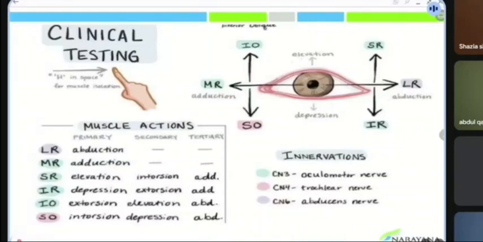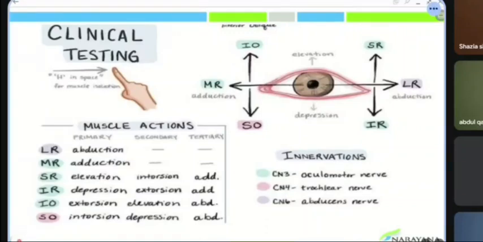So you also knew that elevation means up, depression means down, and adducting means it is going towards the medial side or going inward. Abducting means it is outward or going towards your temporal side. So these are the basic actions that you'll be seeing. All the recti muscles will have an adducting action, and all the oblique muscles will have abducting as a tertiary action. When you come to the lateral rectus and medial rectus, you don't have secondary and tertiary actions, they have only a primary action.